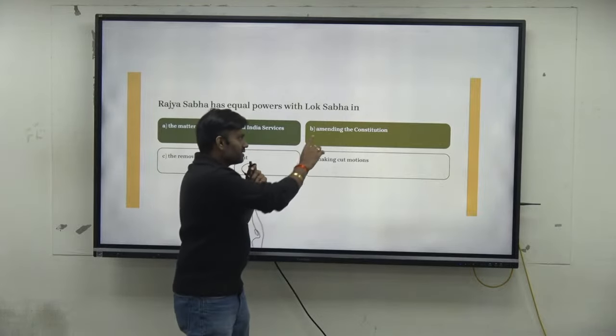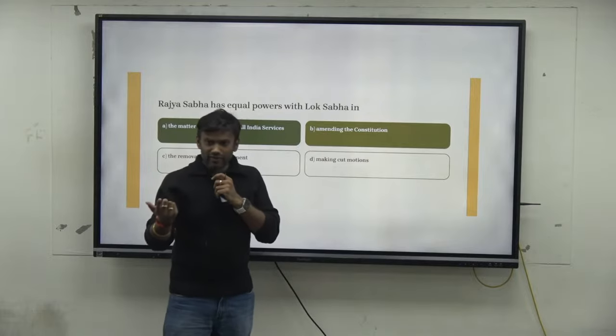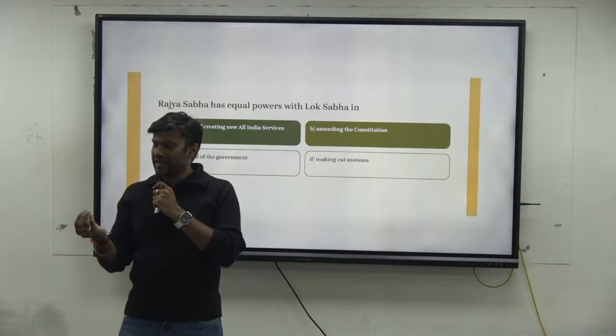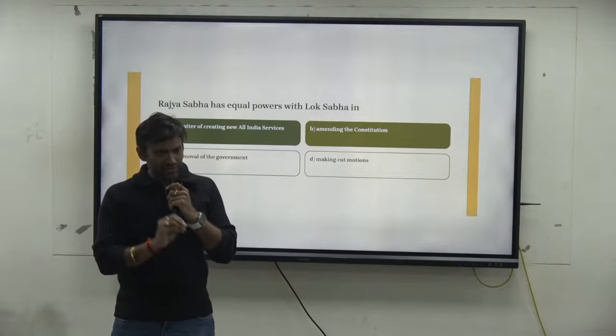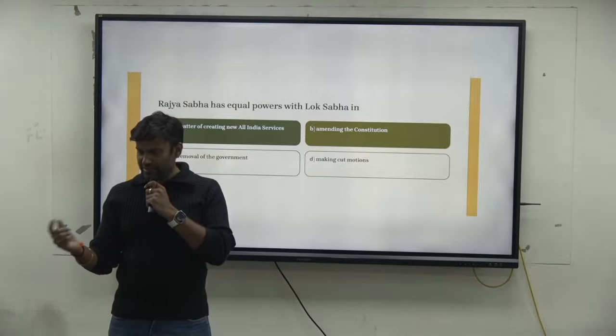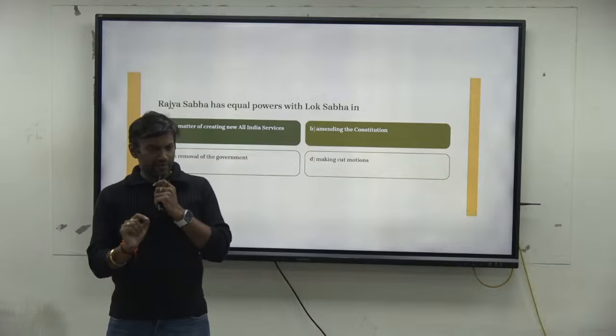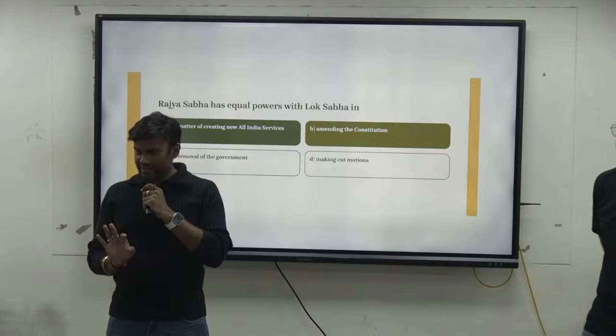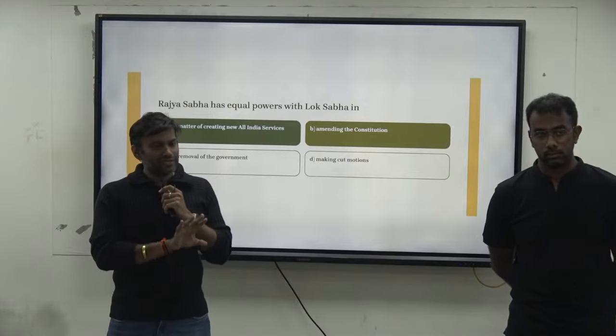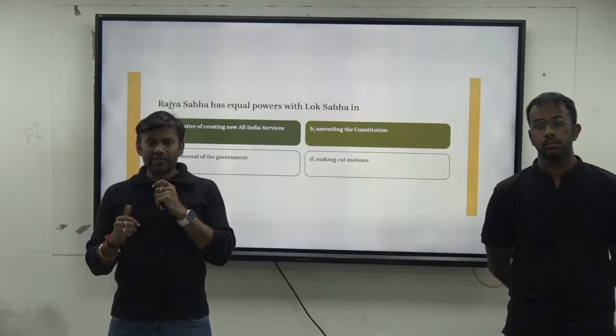So obviously, the only thing is that if you want to amend the constitution under Article 368, the bill has to be passed both in Lok Sabha and Rajya Sabha. The bill can be introduced either in Lok Sabha or Rajya Sabha. Plain and simple, the answer will be amending the constitution. See, now the point is that all of you will know the answer. Why will some of you still get it wrong? The reason is that you get confused.